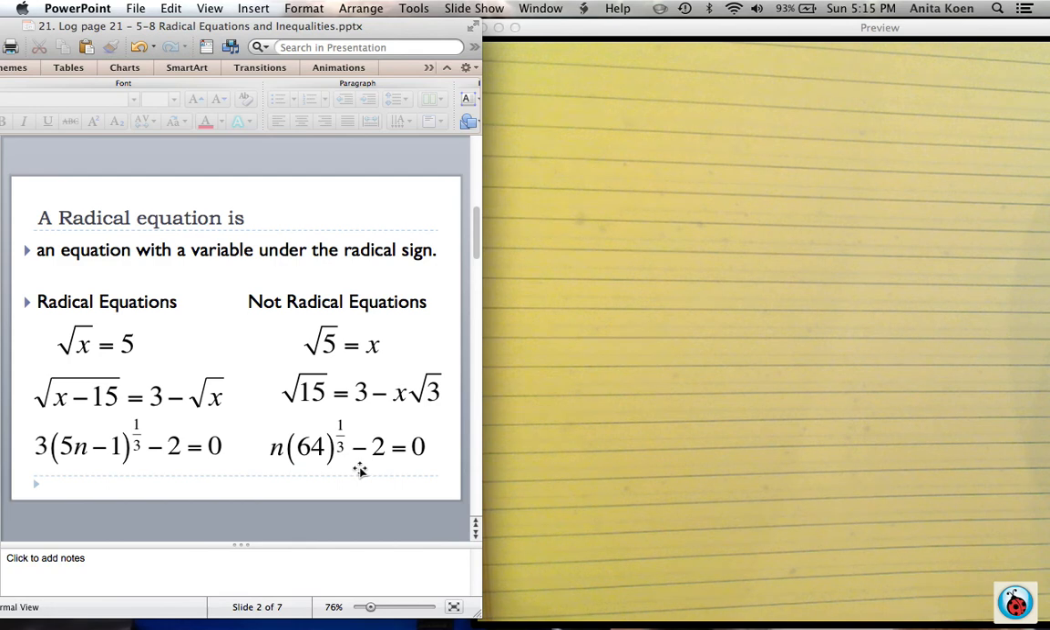On the right-hand side of your screen, we have three equations that have radical signs in them, but in each one of these, there is no variable under the radical sign. The variables in these equations are outside of the radical sign. So these are not radical equations.